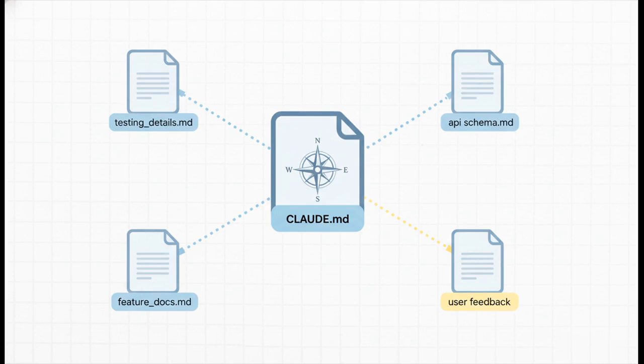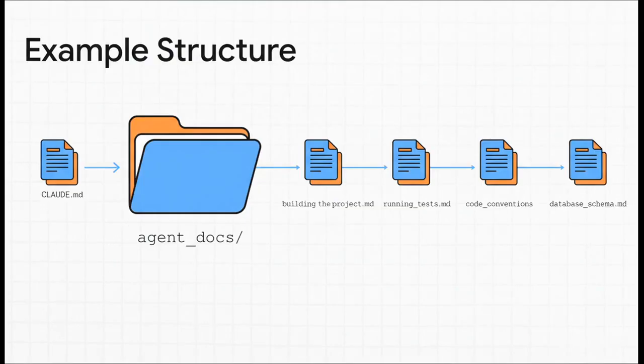This keeps your main file lean, clean, and always relevant. So here's what that might look like in practice. You could create a little folder, maybe call it agent_docs, and inside you break out your instructions into separate files. Then in your main Claude.md, you just point the AI to them. Hey, if you need to run tests, go read running_tests.md. It's a super clean, really efficient way to handle complexity.